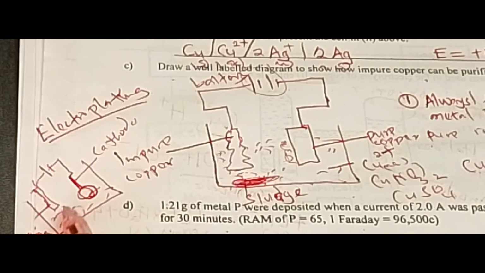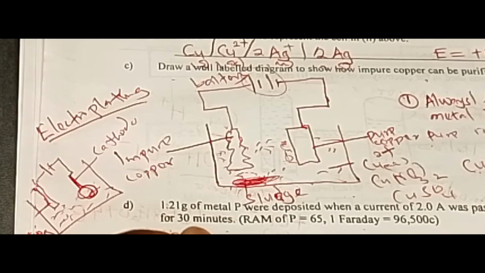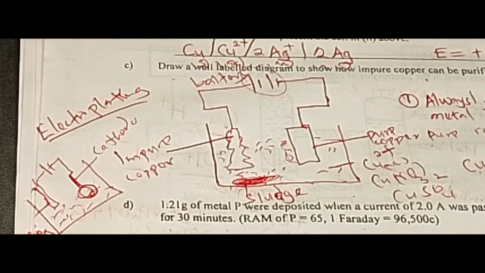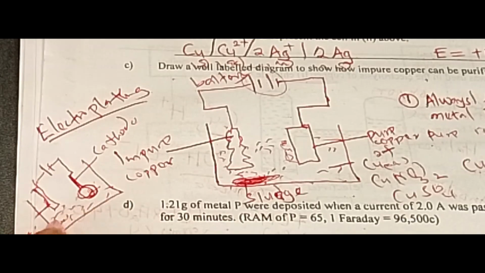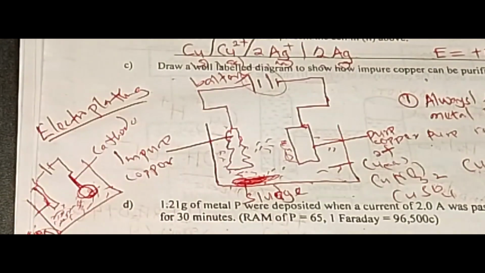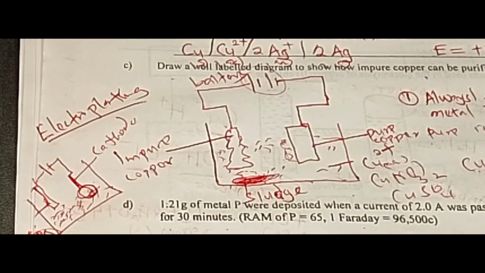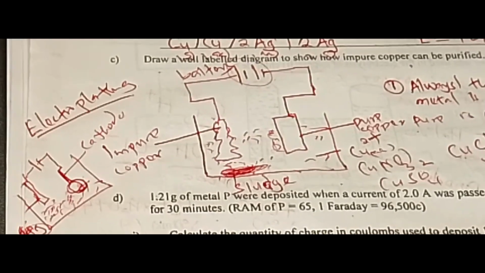And the solution must have the ions of the metal used in electroplating. So if you are using silver to electroplate an iron spoon, then we are going to use a solution of silver ions. If learners can understand that, then we can move in the right way.